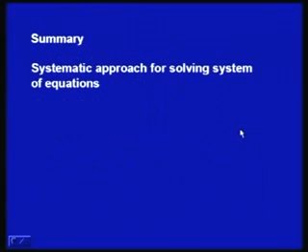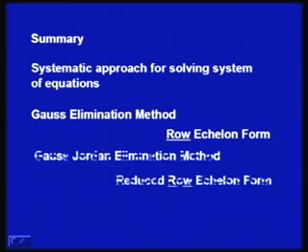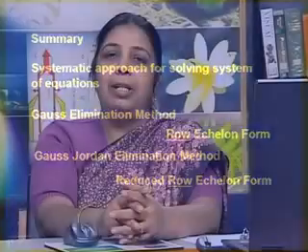So today, viewers, we have seen how to solve a system of equations. We have obtained a systematic approach for solving systems of equations, with two methods. One is the Gauss elimination method, in which we transform our augmented matrix into row echelon form, and the other is the Gauss-Jordan elimination method, in which we reduce the augmented matrix to reduced row echelon form. Basically, we have to apply row operations to transform the augmented matrix. This is important because only row operations have to be applied.